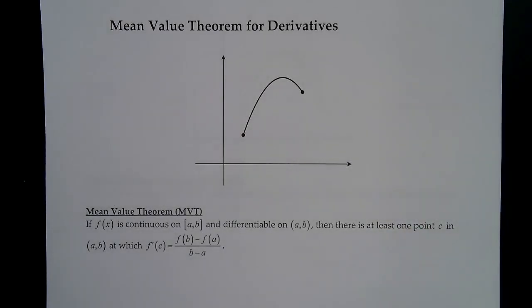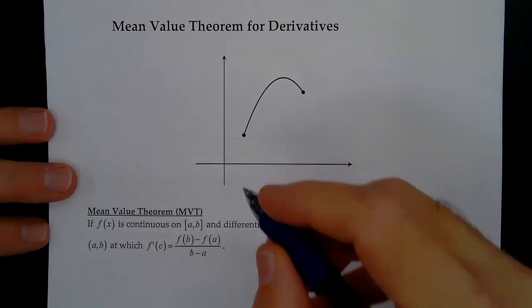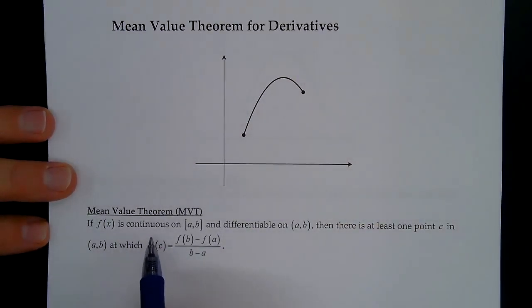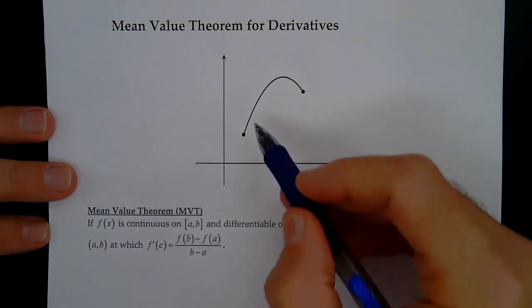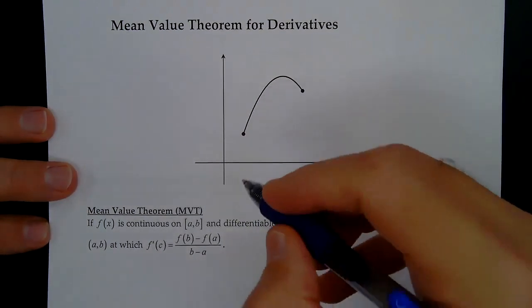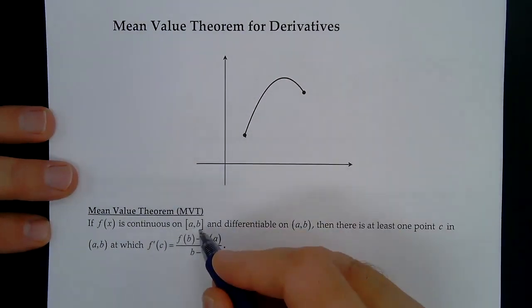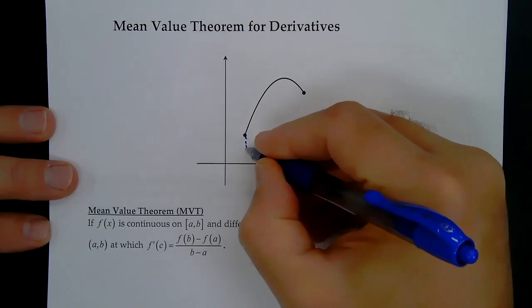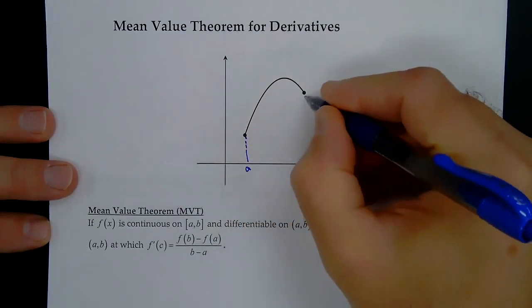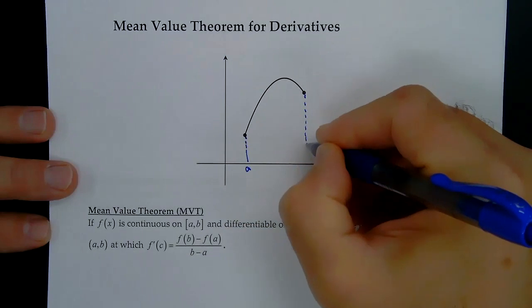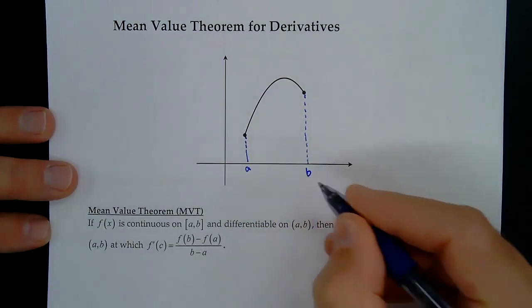Today I'm going to teach you about what's called the mean value theorem for derivatives, okay? There's also a mean value theorem for integrals, but that's next semester. Basically what it says is that if f of x is continuous on a to b, and I'm going to say this graph right here is the graph of f of x. So let's call this left endpoint A and the right endpoint B.